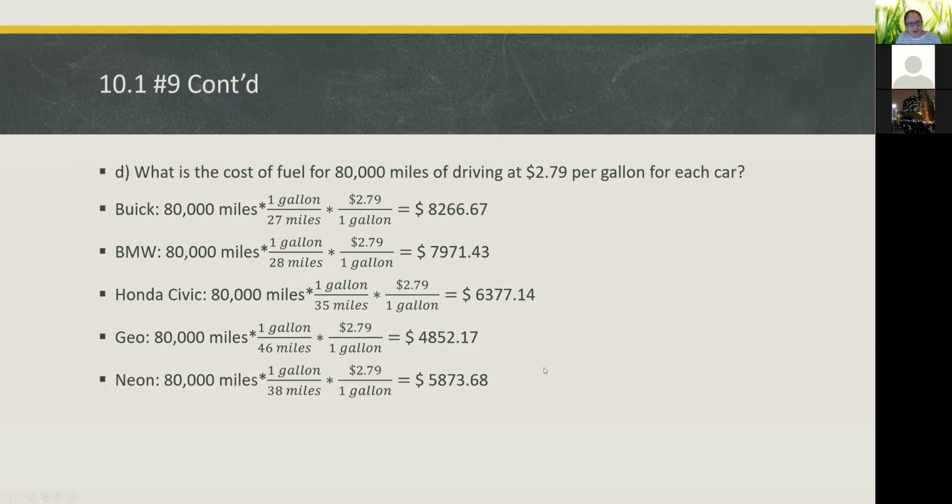And then I did the Neon, which was getting 38 miles per gallon. It's about $1,900. And then there is the Land Rover with the whopping 16 miles per gallon. Oops, that should say 16. I don't think I changed it. But it was about almost $14,000.